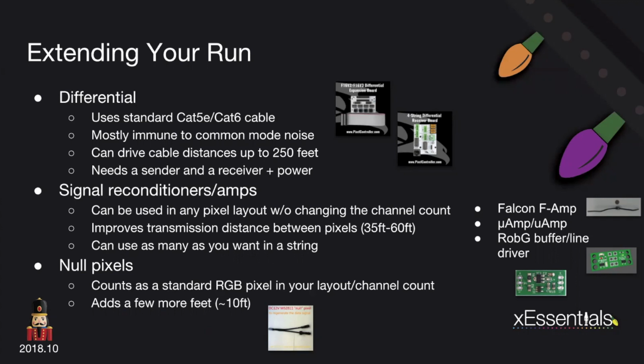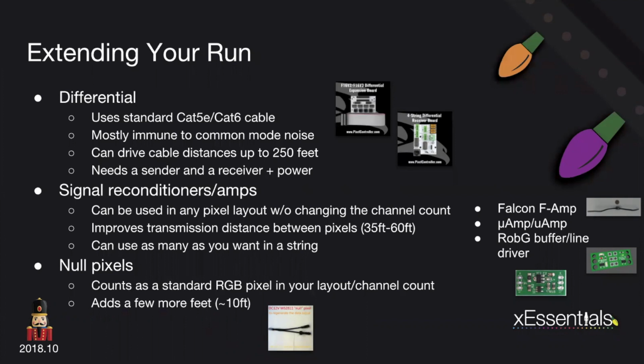Probably the first one is listed here as differential. And what that means is that it uses a pair of twisted pair cable to send the data down a longer wire without risk of corruption. And it does that pretty much the same way that DMX does. It uses an RS-485 transceiver, both on the sender and the receiver, and it's called the balanced pair. They typically use Cat5e or Cat6 for this. Cat6 will probably give the most uniformity on all of your pixels in terms of distance, and it can probably do a little bit more than 250 feet. But 250 feet is kind of the spec.